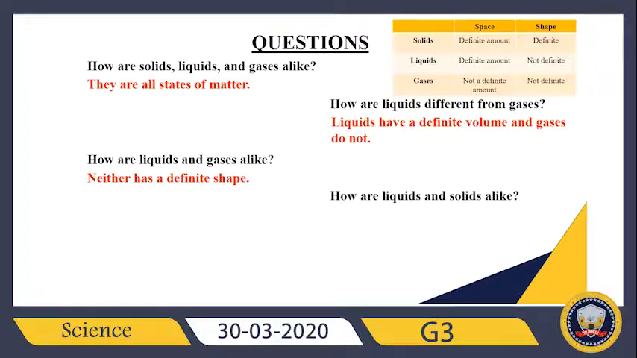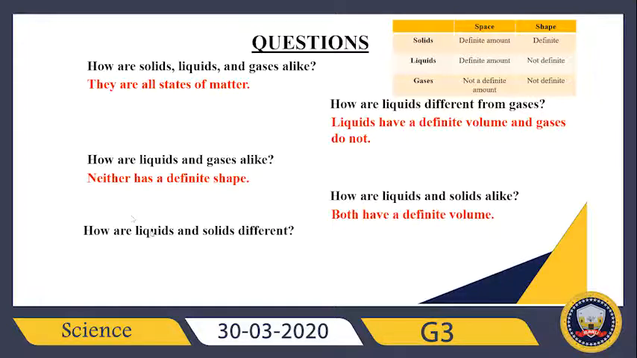Good. What about liquids and solids this time? It says how are liquids and solids alike? What are the similarities between them? I know this row is for solids, this row is for liquids. So it's asking for similarities. In this part, I need to check what's different and what is similar. When I check this column, I can see this is the difference between them. But when I check these two, I can see they are the same. In this situation, I need to consider this part. So I can say both have a definite amount of space. It means both have a definite volume, right? Good job.